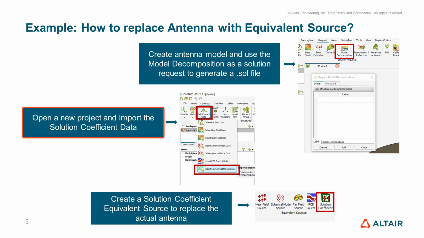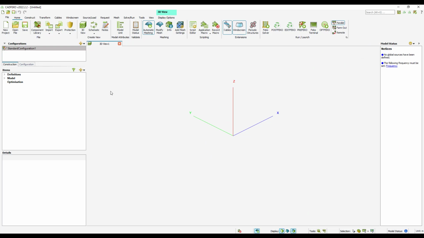So we'll then go ahead and open a new project and import the solution coefficient data. And then we'll create a solution coefficient equivalence source that will replace the actual antenna to get an understanding about the accuracy. So let's start by opening CAD Feko.